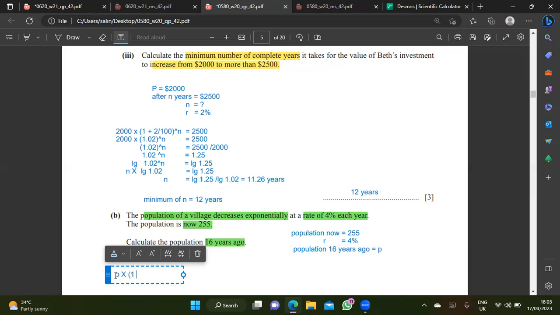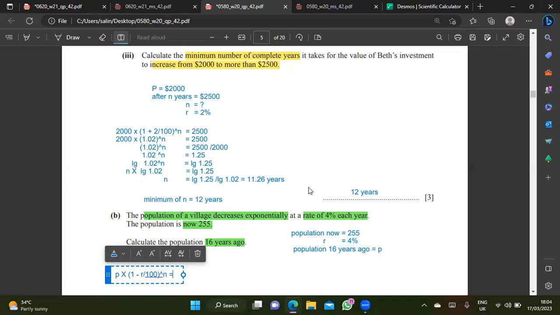Now 1, since this is not increasing, you cannot plus. So what you have to do is minus the rate over 100. You see the similarities? Why? Because this is decreasing exponentially. Now one might ask, would this formula be applicable to any population decrease? Yes, the answer is yes. So to the power of whatever your n is, the number of years.